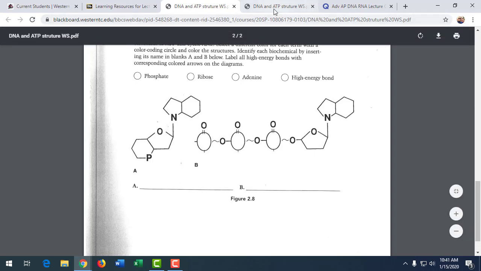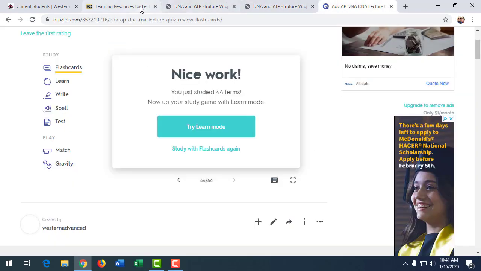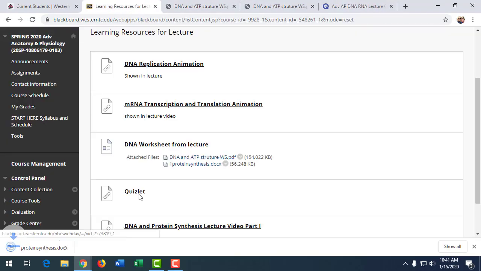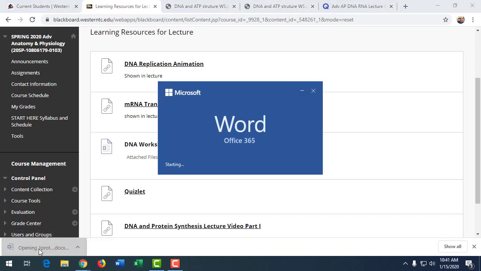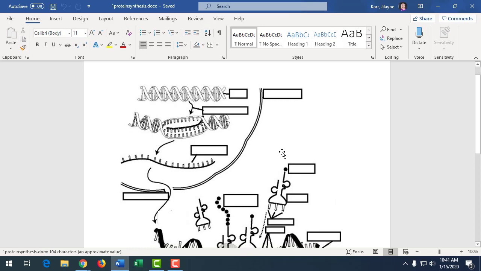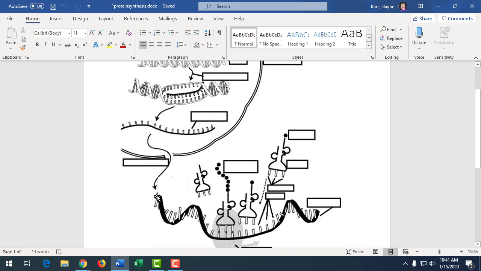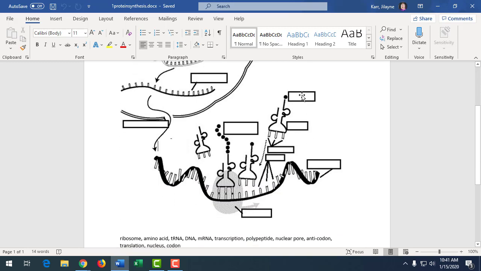And now if we apply that to these processes, I'm going to go to this worksheet using the word bank. Let's start at the top. What is this structure here? DNA. And what is this referring to? The nucleus. And then what do we call this process? Transcription. And that forms what? mRNA. And what is this? Nuclear pore. Very good.